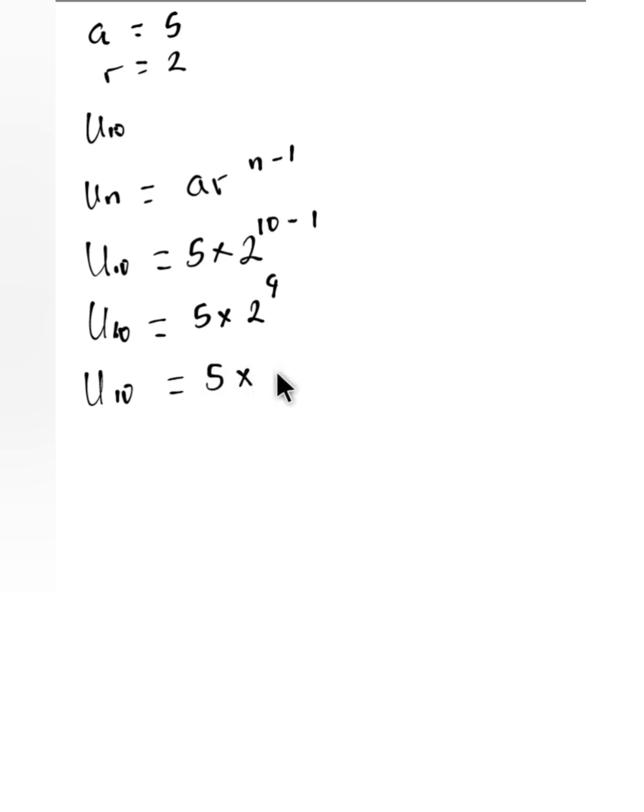That will give us 512. 2 raised to the power 9 is 512. So u10 is equal to 5 times 512. That is 2560. And that is the answer. So the answer is 2560.